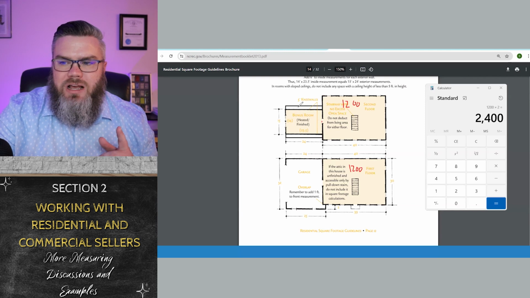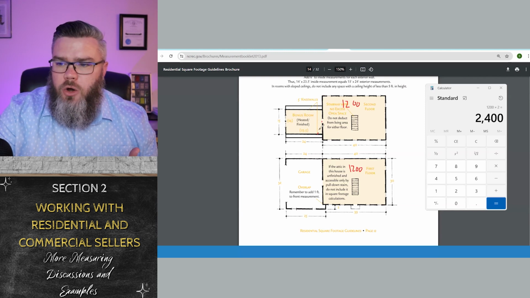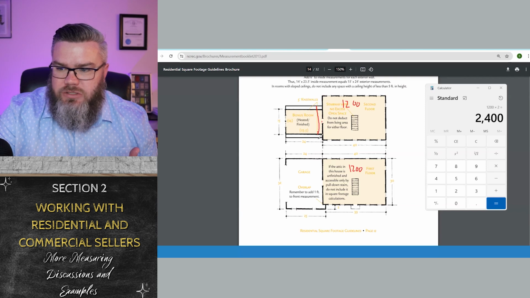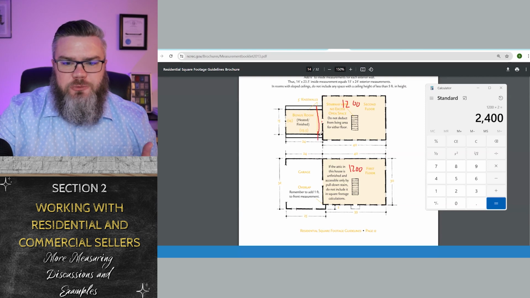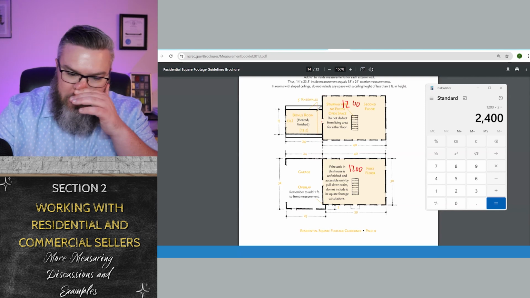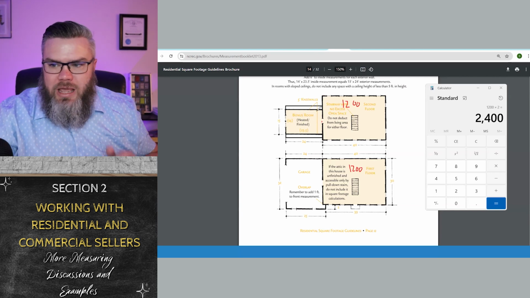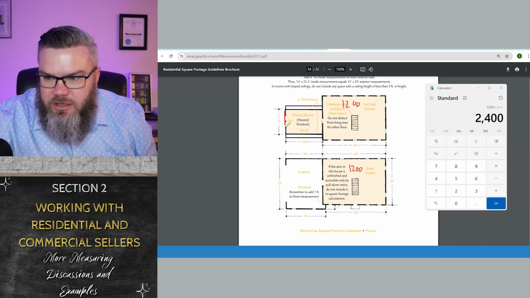And so because this has the knee walls, the slope ceilings, notice we're not going all the way to the outside because there's dead space and we can't include that dead space. So what they did is they just measured to where the slopes were at least 5 feet from floor to slope. And they came up with 15 feet.